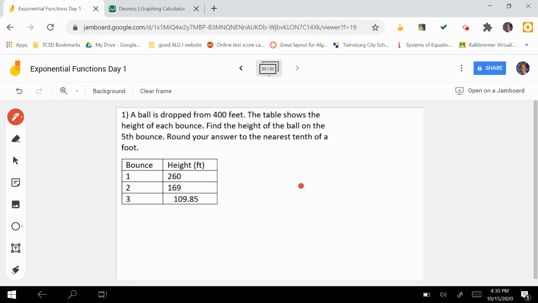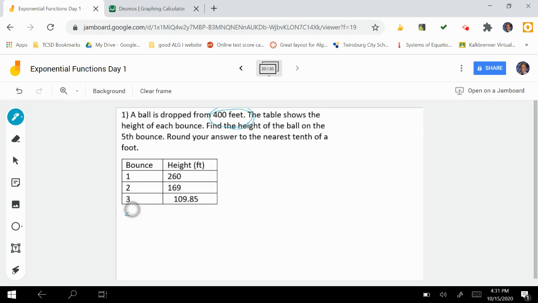Last but not least, a ball is dropped from a height of 400 feet. The table shows the height of each bounce. Find the height of the ball on the 5th bounce, rounding your answer to the nearest tenth. They give us a lot of information here, actually a secret piece of information right here. But let's pretend we didn't understand that. That's our starting point, where the clock hadn't started. It was 0, 400. However, let's pretend we didn't notice that.